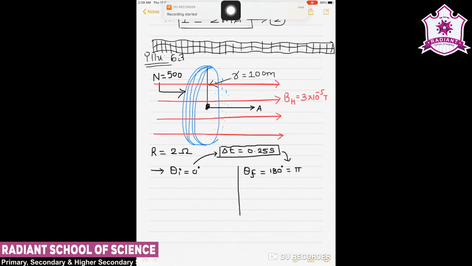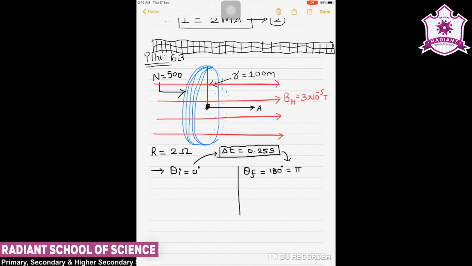So now in this example, first of all we will find flux 1 for condition 1, then we rotate it up to 180 degree, then we will find flux 2, and for that we are given a time period, that is 0.25 second. So we can find out delta flux, that is delta phi. We are provided delta t, so we can find delta phi by delta t. We are given N, that is equal to 500 turns, so we can also get the value and we can put the terms and find the voltage.